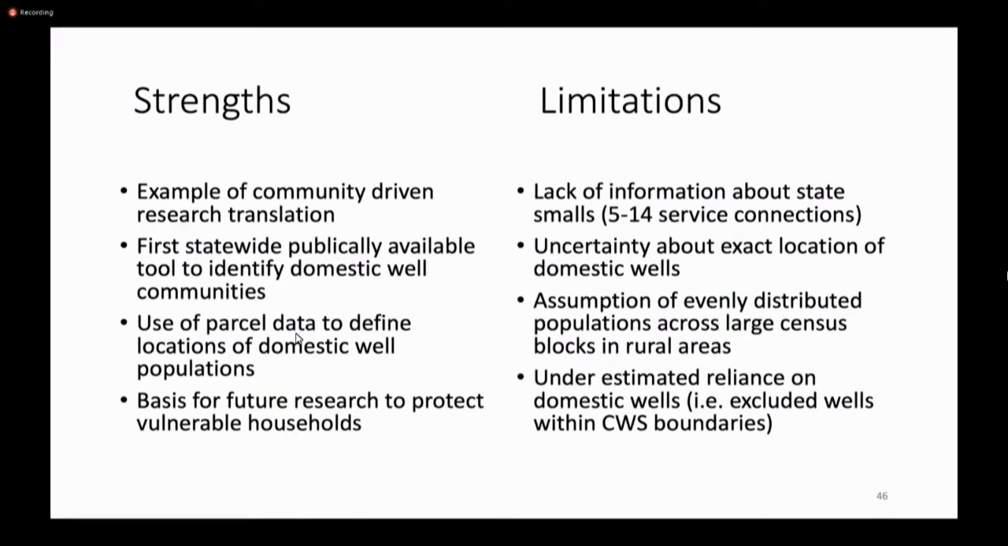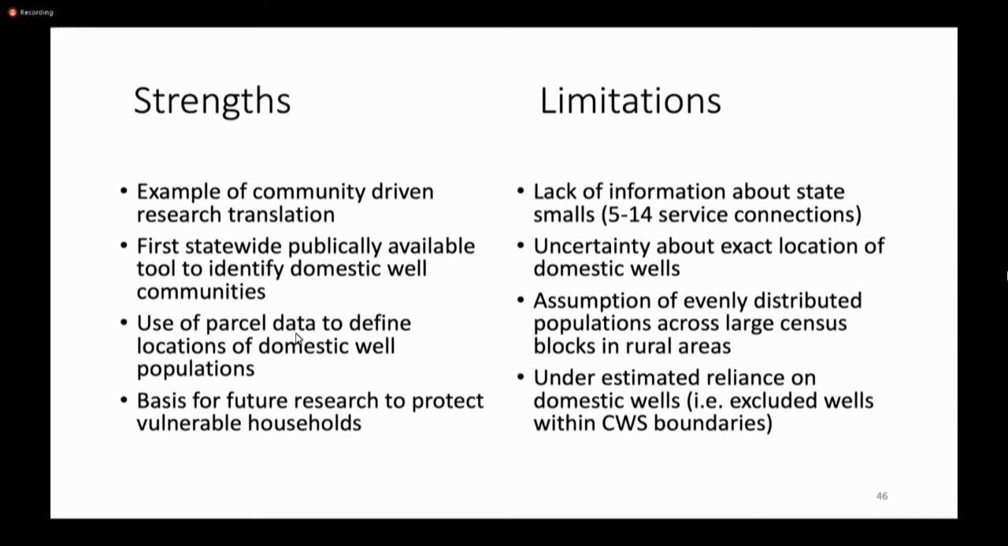We also make some assumptions in our models. For example, we assume that populations are evenly distributed in census blocks, even though this is pretty unlikely in large rural census blocks. And finally, we believe that our method is a bit of an underestimate of reliance on domestic wells because we're excluding wells that are within the boundaries of the community water system.